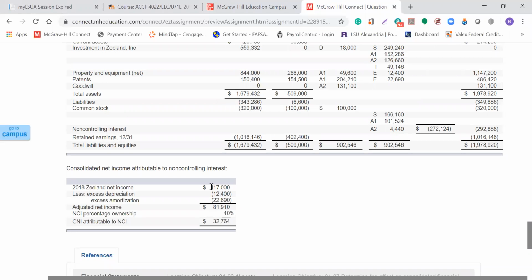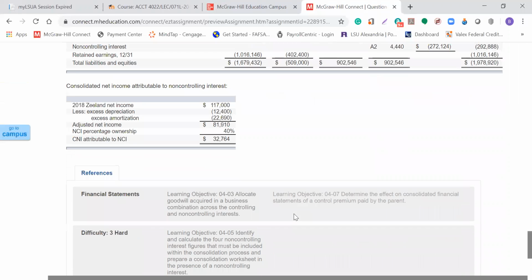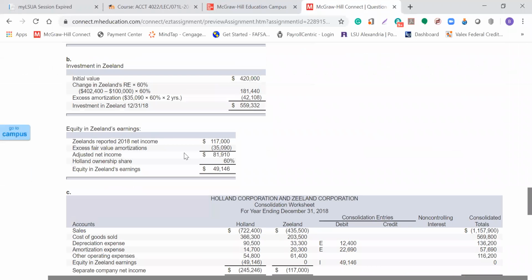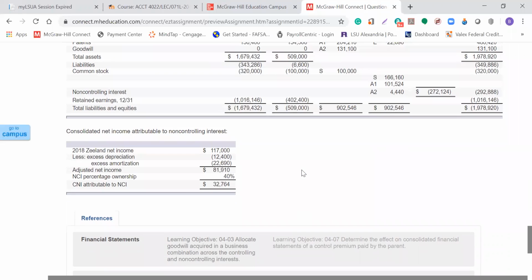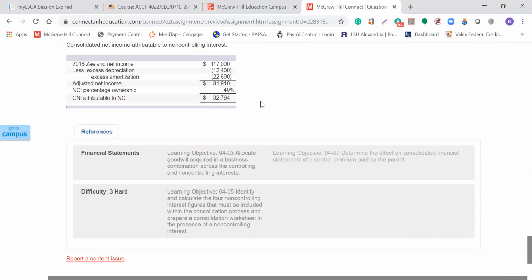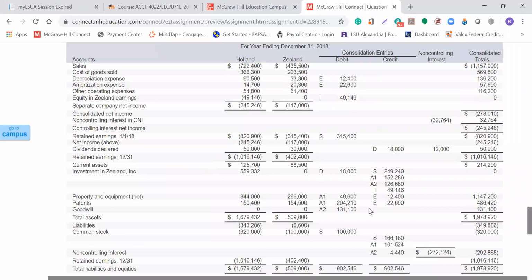And that is calculated as the net income minus the excess amortization and depreciation to get your total adjusted net income of $81,910. And your portion attributable to the non-controlling interest is $32,764. So we looked at Zealand's earnings and the equity income, which is the $49,146, and the second part of this problem is $32,764.